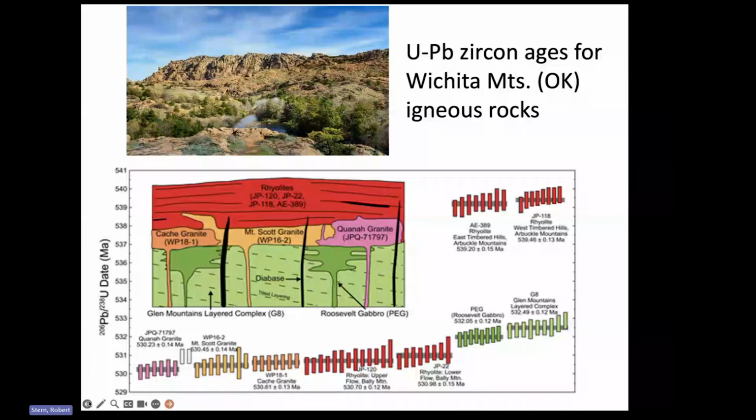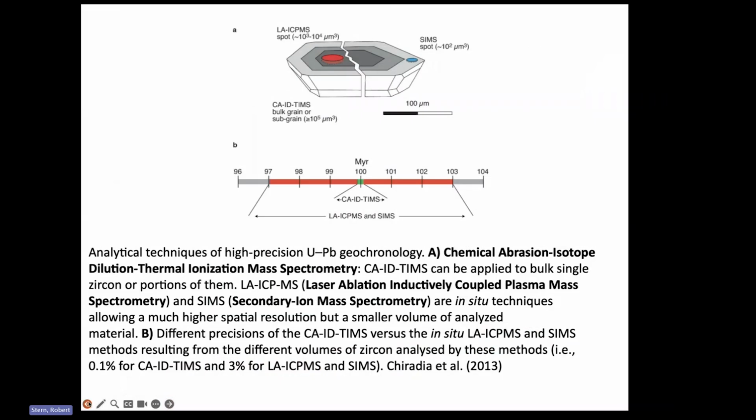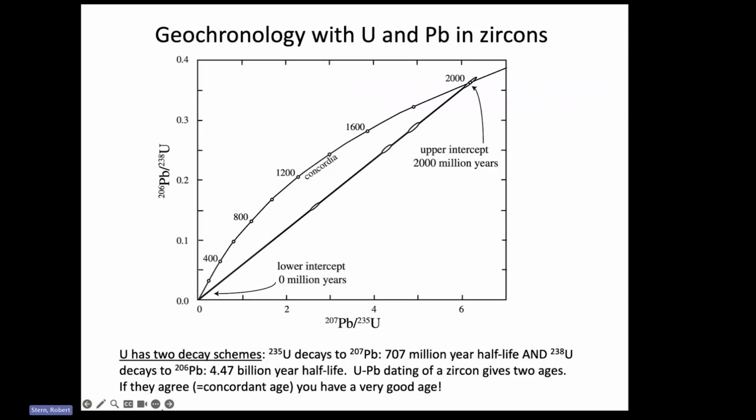Let's go back. Now, one of the great things about zircons is that we have two decay schemes. With potassium argon, we really didn't know whether the age was meaningful or not, because we couldn't decide whether the sample had lost argon or gained potassium since it formed, since the time of interest. But with uranium lead, we've got two decay schemes. One of them is uranium-235 decaying to lead-207, and the other is uranium-238 decaying to lead-206.